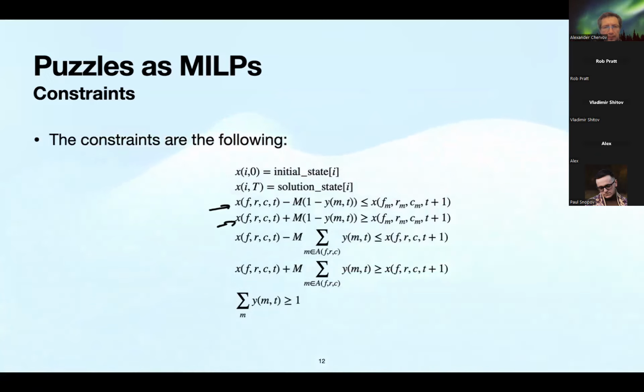And similarly, the following two constraints are in some sense the same, but they say that any other move isn't really done. You can think of it as two cases again. If that sum of y is 0, that means you're not performing any moves. Then the parts with the big M drop out and you get equality again.